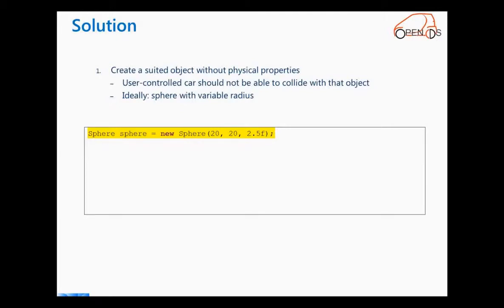As you see here, this is already a concept that's available in the jMonkey engine. It takes 3 parameters: 20, and the second 20 describes the sample rate for the visualization of the sphere, whereas the third parameter is the radius. So in our example, we are using a radius of 2.5 meters.